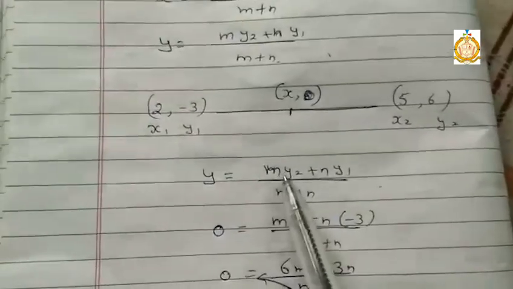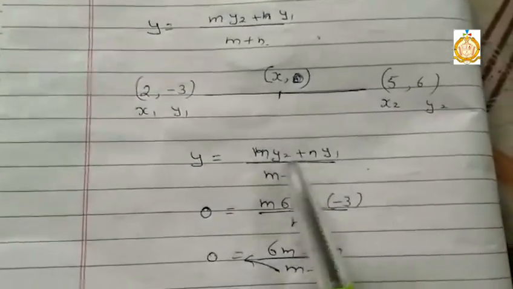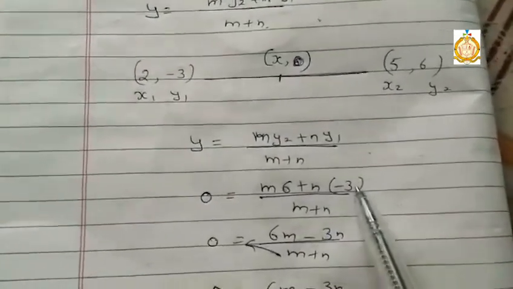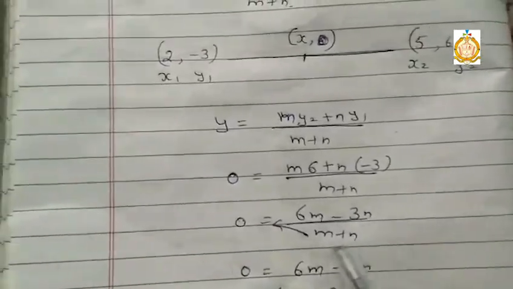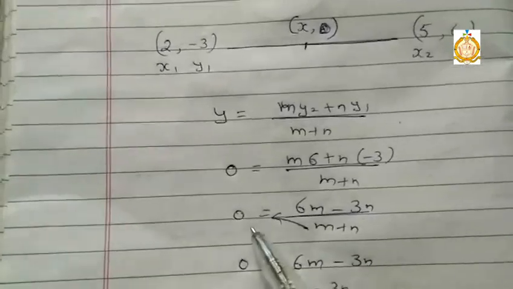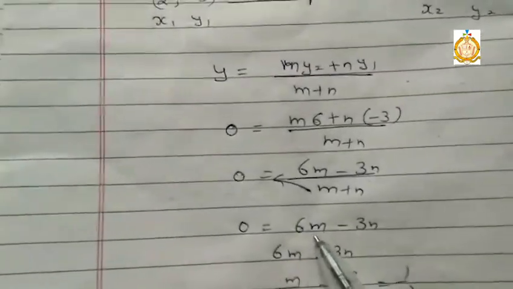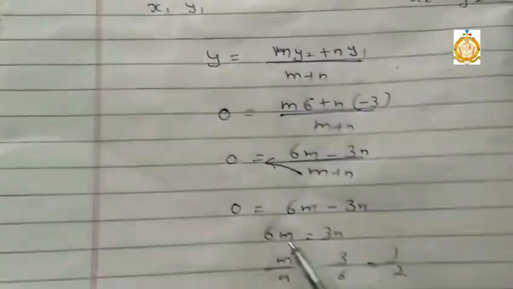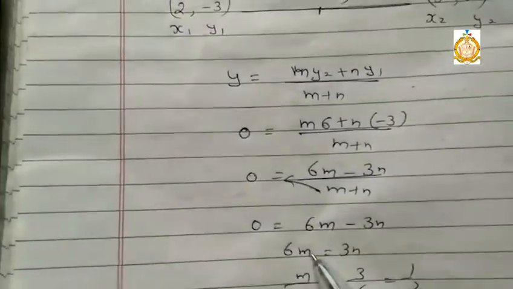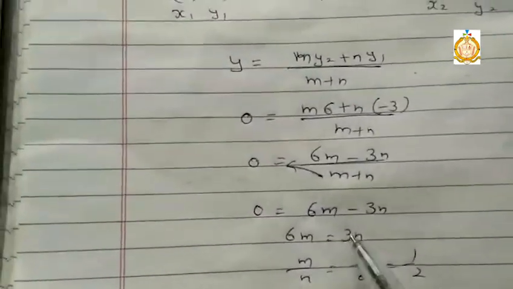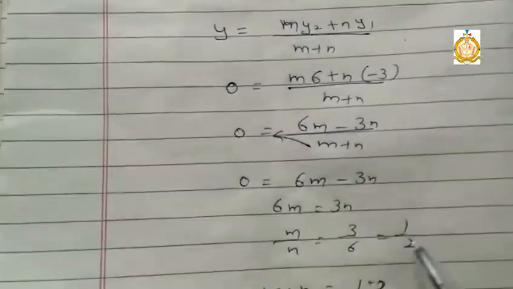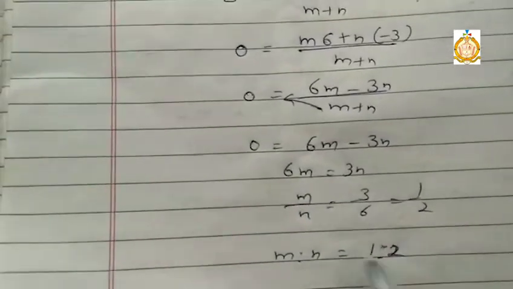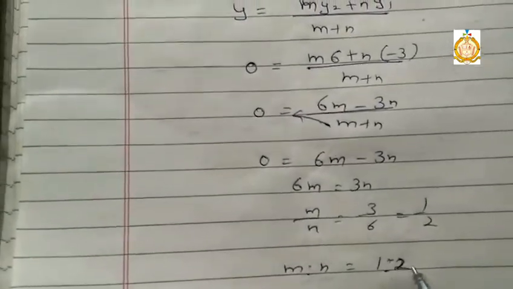Now, M with y2, N with y1. The value of y2 is 6, the value of y1 is minus 3. It becomes 6M minus 3N, divided by M plus N. This M plus N goes to that side with 0 and becomes 0. Now, 6M equals 3N. Now, I have to find M:N. M divided by N, this 6 goes to that side, 3 divided by 6, cut it and it becomes 1 over 2. It is necessary to write it as a ratio. M:N is 1:2.